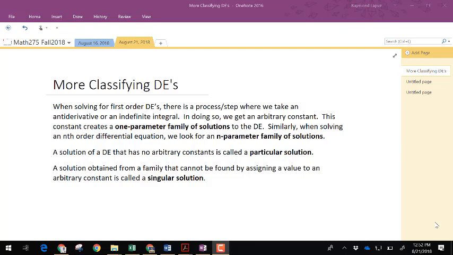Now, in Calc 2, when you did those, you had an acceleration, you found the velocity by integrating, you found the position by integrating again. So that entails a two parameter family of solutions.